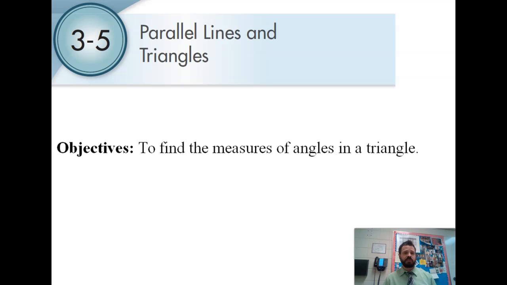Today in lesson 3-5, we're talking about parallel lines and triangles. Now you might be thinking, what's the relationship between all this parallel lines stuff we've been doing and triangles? Well, we'll show you what that is in a few minutes. Okay, objective today, once we show you that relationship, is going to be just to find the measures of angles in triangles. Okay, here we go.